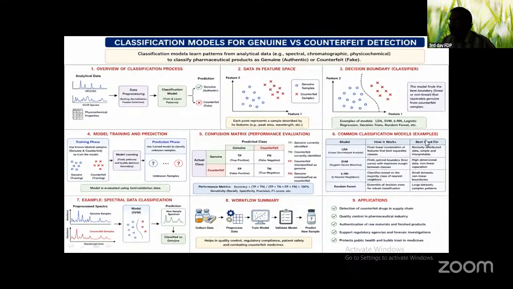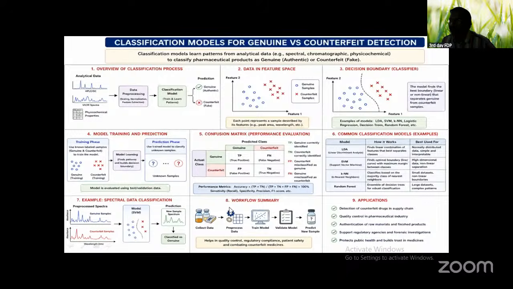The common classification models used here are LDA, linear discriminant analysis, SVM, support vector machine, KNN, K nearest neighbor, and random forest techniques. These four models are generally used in artificial intelligence neural network systems. Thereby, you can see in the seventh point that the system predicted the given sample from the given spectra. The software classified it as genuine for the given sample.